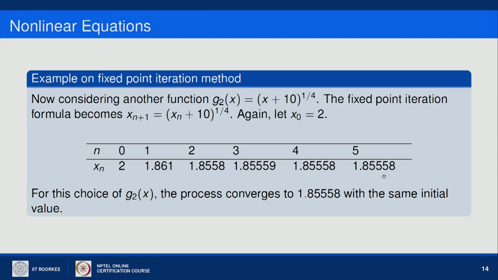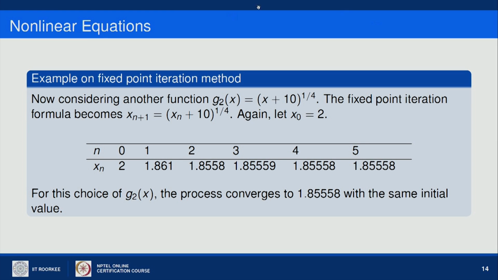1.85558, which is the same up to 5 decimal places in these two iterations, and hence my fixed point iteration method converges to the root with an accuracy of 5 decimal places in just 5 iterations.